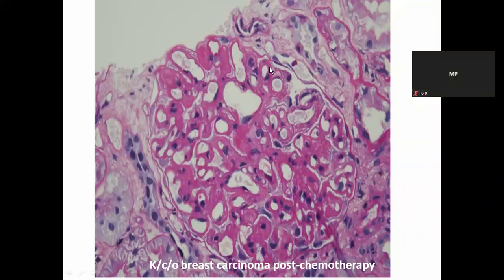So I thought my diagnosis was membranous, and on morphology, I even told my nephrologist that we are dealing with membranous, because this patient had some 1.5 or 2 gram proteinuria also, but there is a history of breast carcinoma post chemotherapy.